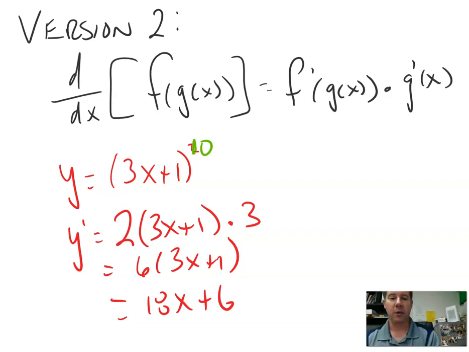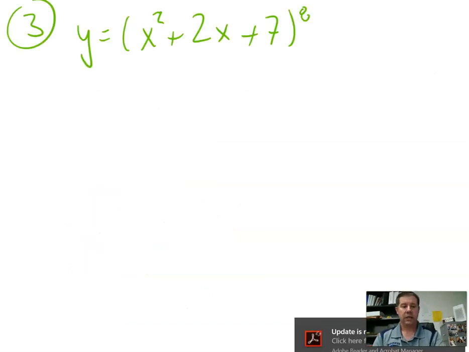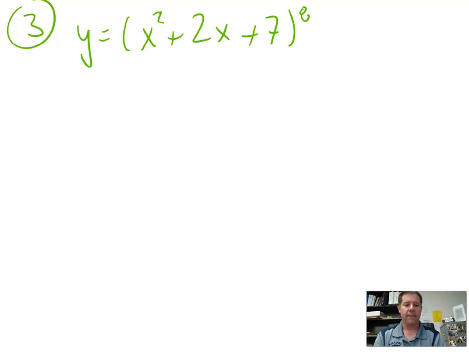All right, let's do a few more problems using version 2. See if we can get a feel for it. Okay, here we go. I want to take the derivative of y equals x squared plus 2x plus 7, all raised to the 8th power. Again, not one I'd want to expand out. That would be ugly, right? So I'm going to try to find my inside and outside function. It looks like x squared plus 2x plus 7 is the inside function.